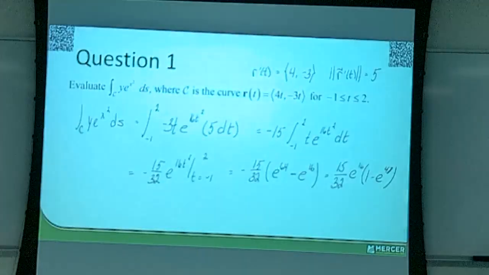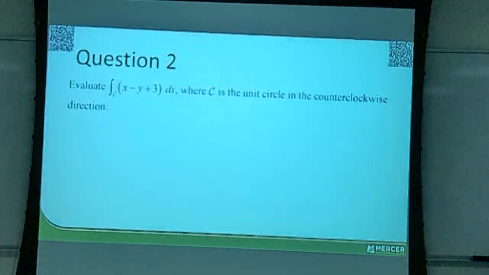And so that's very straightforward. Again, the hardest part is setting it up right. Evaluation is generally pretty simple. Now we're going along the unit circle in the counterclockwise direction. First thing you need is a parameterization. That should parameterize the unit circle.